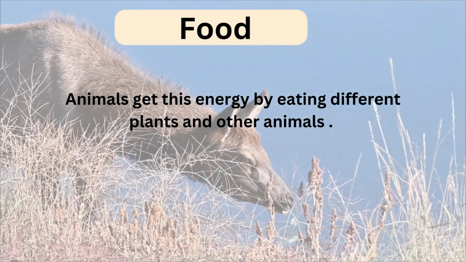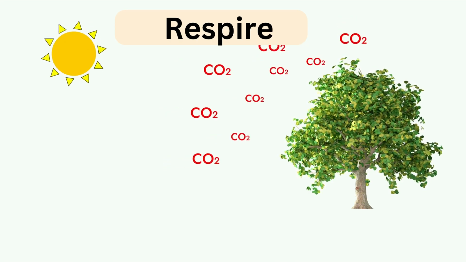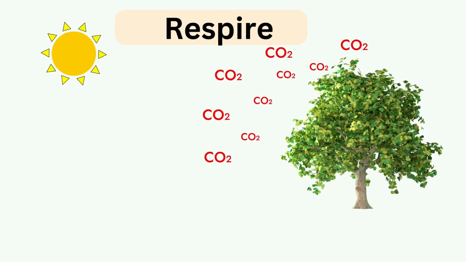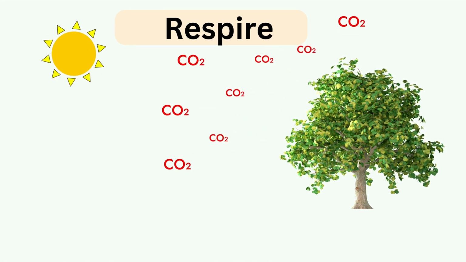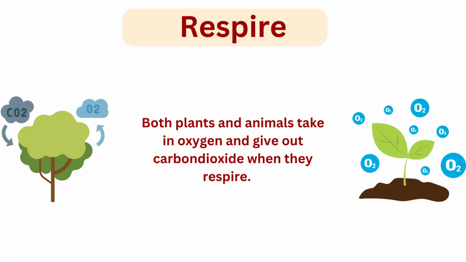Animals get this energy by eating plants and other animals. Plants possess chlorophyll and make their food themselves through a process called photosynthesis using sunlight, water, and carbon dioxide. Both plants and animals take in oxygen and give out carbon dioxide when they respire. They use oxygen to break down food in order to obtain energy.